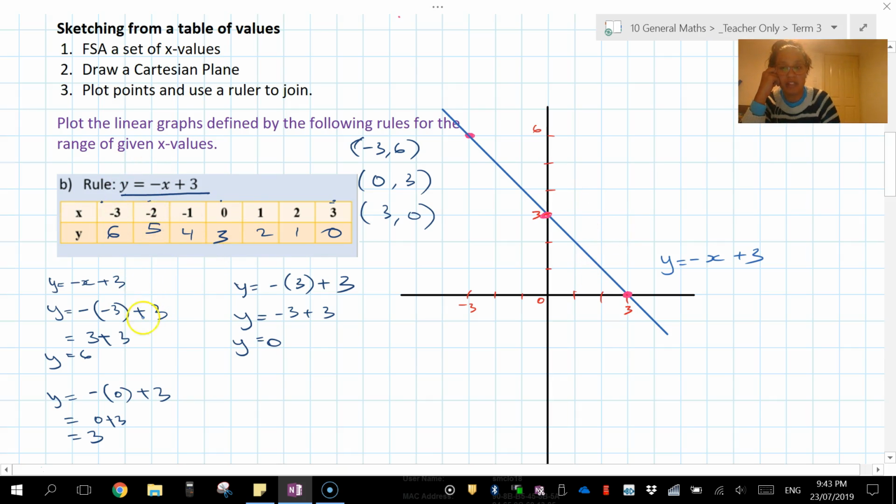Complete the table, so you have to do some calculations and put those values into your table. You don't have to do this step, but it might help so you're coordinating where you need to plot them on your graph. Draw a Cartesian plane, put them on, and don't forget to label your equation.